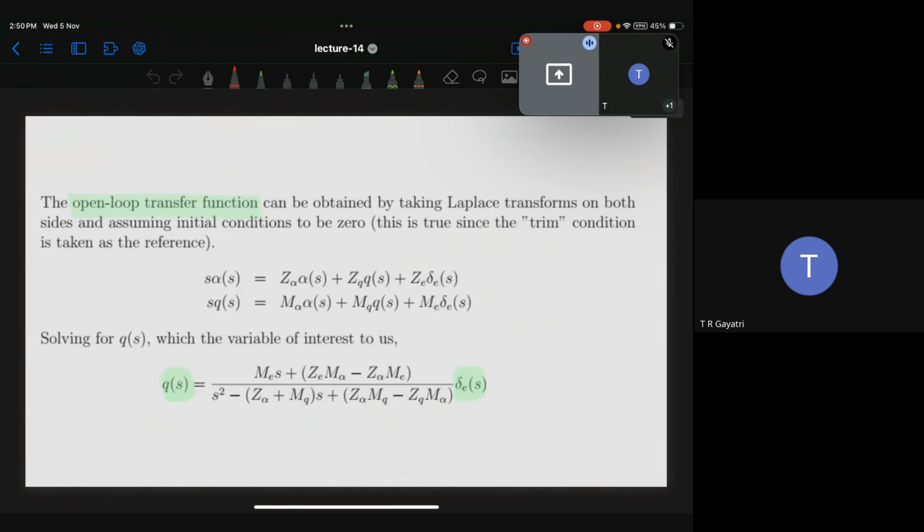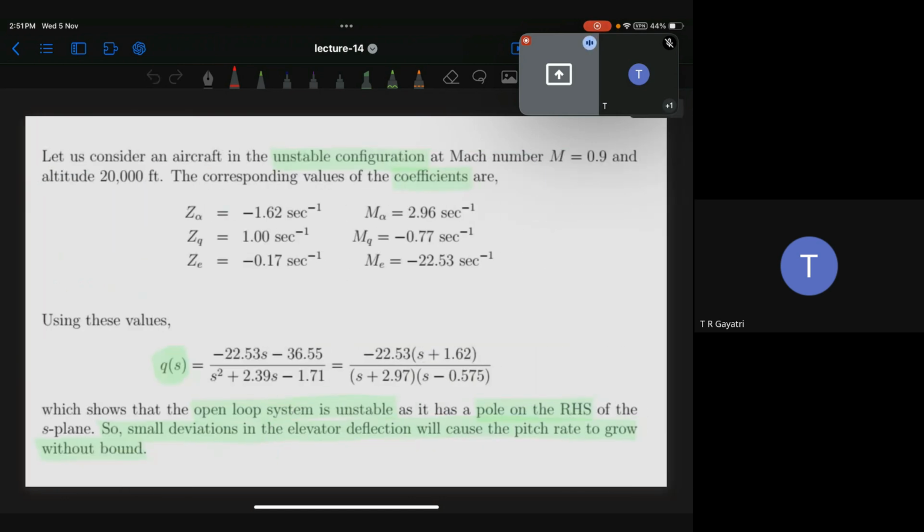Now, if you apply the Laplace transform to those equations and simplify, you'll get this transfer function: Q(s) over delta E(s), which is this expression. Here Q(s) is the output and delta E(s) is the input. It means if you change the input delta E, you can expect a change in Q. So now you are dealing with this.